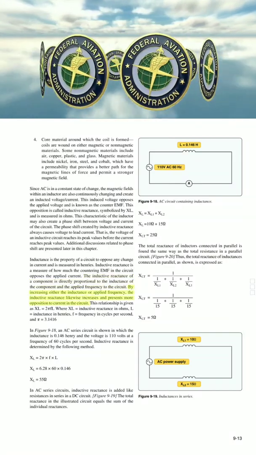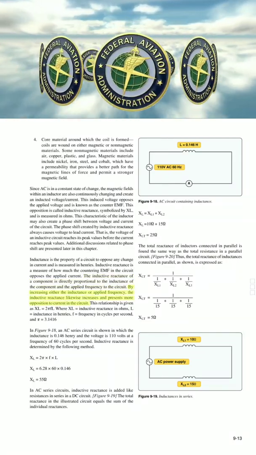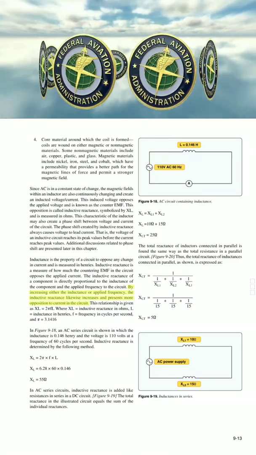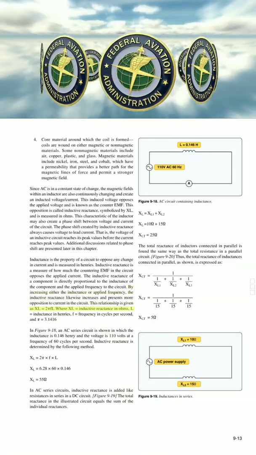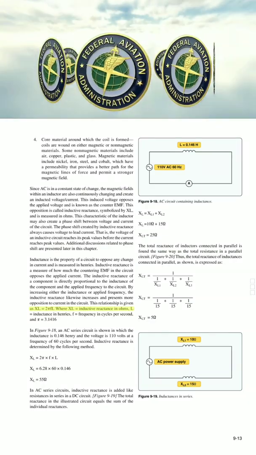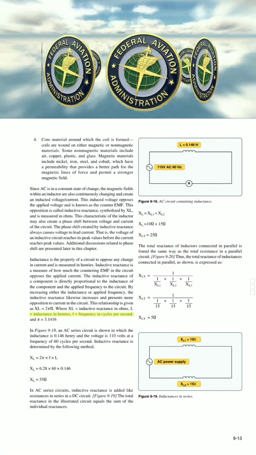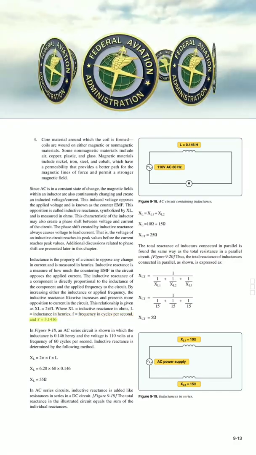the circuit. By increasing either the inductance or applied frequency, the inductive reactance likewise increases and presents more opposition to current in the circuit. This relationship is given as XL equals 2πFL, where XL equals inductive reactance in ohms, L equals inductance in henries, F equals frequency in cycles per second, and π equals 3.1416.